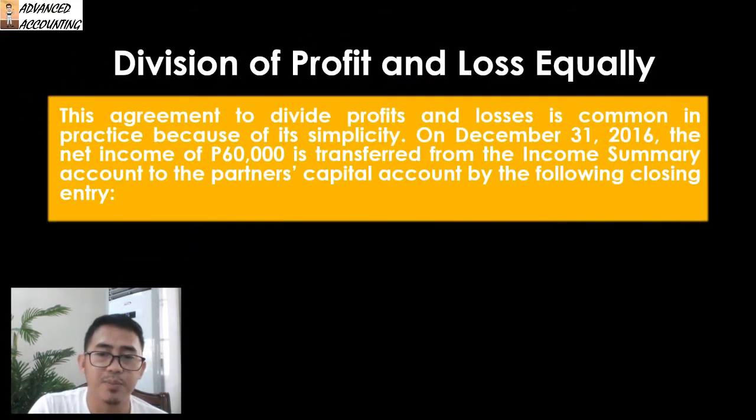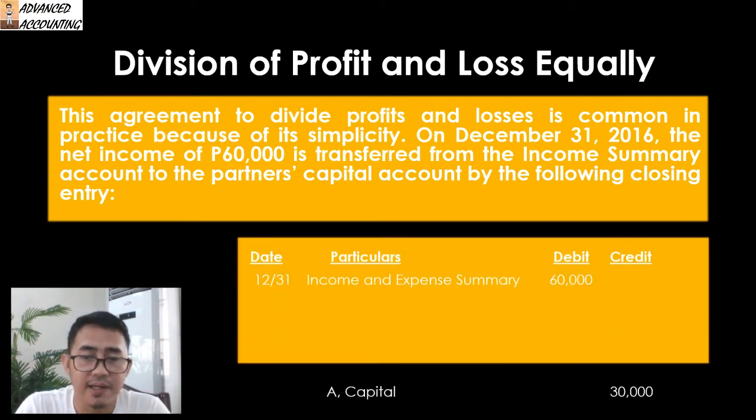So if the profit will be divided equally, this agreement to divide profits and losses is common in practice because of its simplicity. The computation is very simple. So on December 31, 2016, the net income of 60,000 is transferred from the income summary account to the partners' capital accounts by the following closing entry.